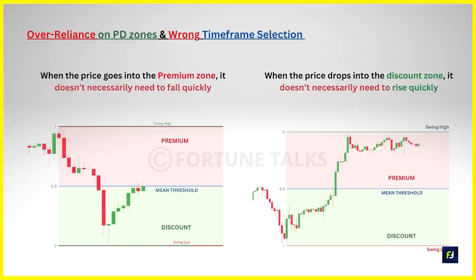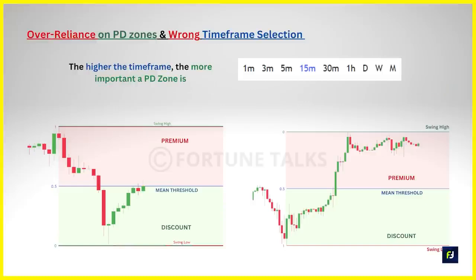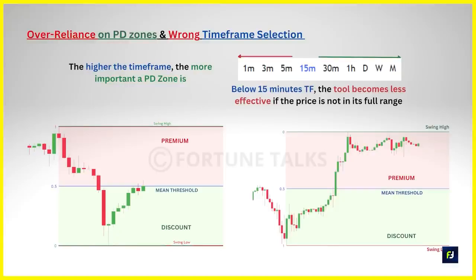It is true that price takes into account premium and discount zones, but the higher the time frame, the stronger is the possibility of it working out for us. The most common problem with premium and discount zones is that on lower time frames that are below 15 minutes, this tool becomes less effective if the price is not in its full range. It is also worth remembering that price tends to change direction even if there are these important zones on the way. So there is no real guarantee of a price reversal from these zones.